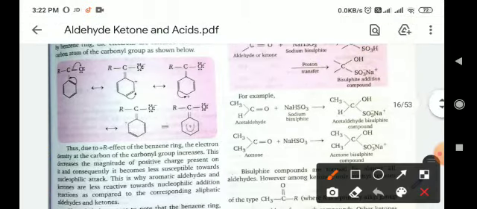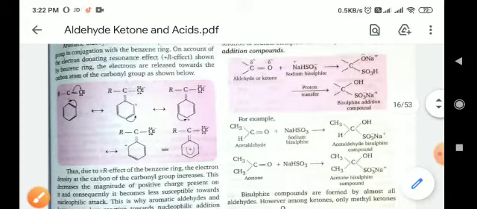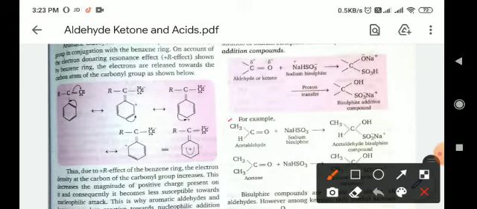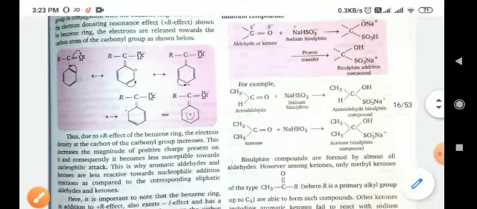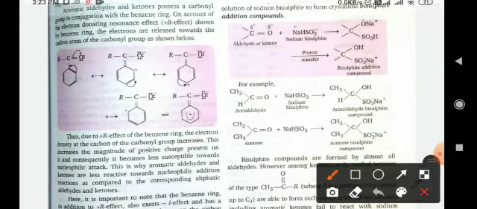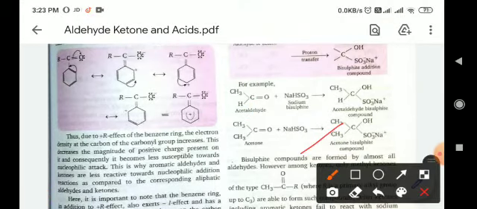Example you can watch here. Everything will be the same, but there will be CH3 and H attached to this vacant site of the carbonyl group, and all the other mechanism will be the same and the product will form this. That is known as the acetone bisulfite compound.